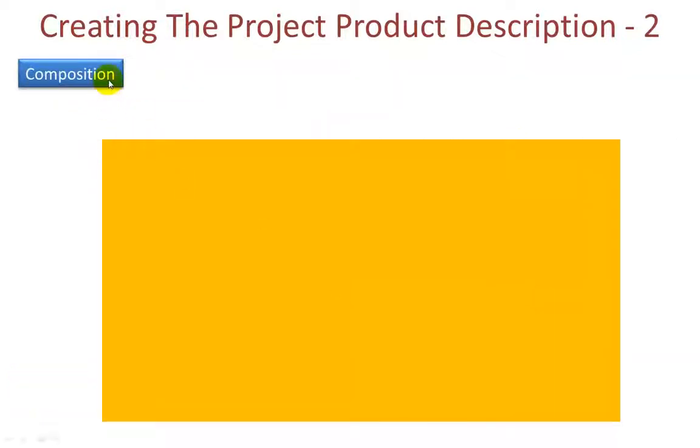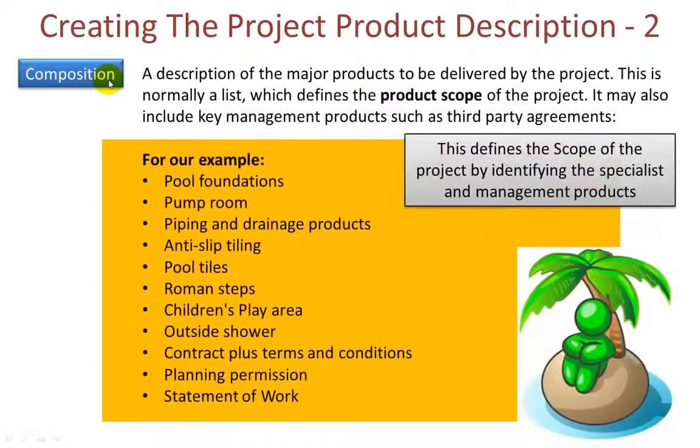Next up is the composition. Now this is probably the most key part of the project product description because of course it shows a list of all of the products that are to be delivered by the project. And of course, as I've already mentioned, it therefore defines the product scope of the project. Get any of these products wrong or any of these products missing, then the product scope of the project will not be accurately reflected here.